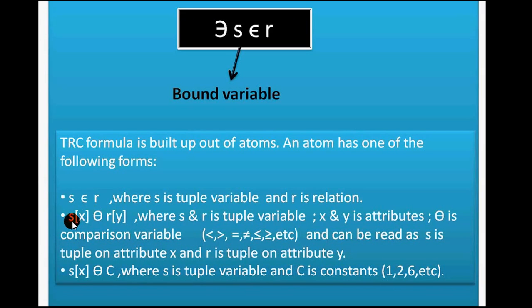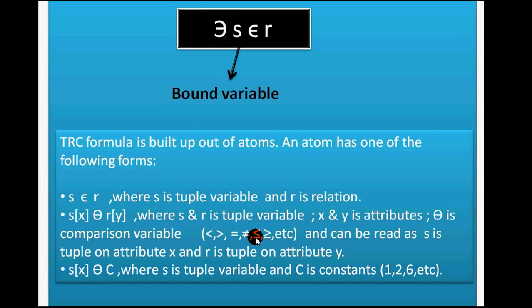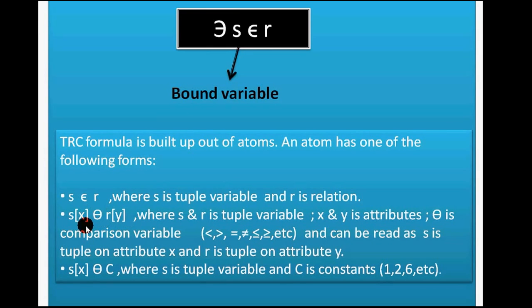The second form is s on attribute x, Θ, r on attribute y, where Θ is the notation that represents the comparison operator, which consists of less than, greater than, equal to, not equal to, less than or equal to, greater than or equal to, etc. Here s and r are tuple variables, and x and y are attributes. It can be read as s is a tuple on attribute x and r is a tuple on attribute y.